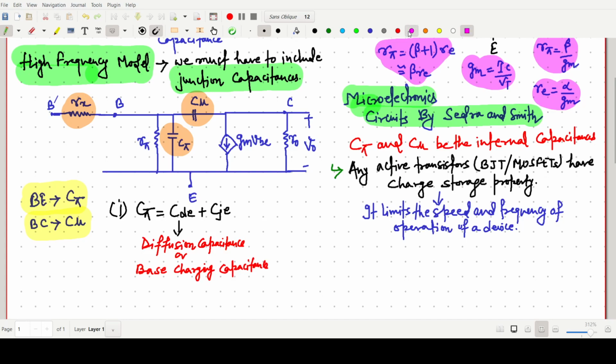Now the other one, we will go for the detail of this one also. The other one, that is our CJE, is our depletion layer capacitance. This depletion layer capacitance is sometimes called the base emitter junction capacitance.